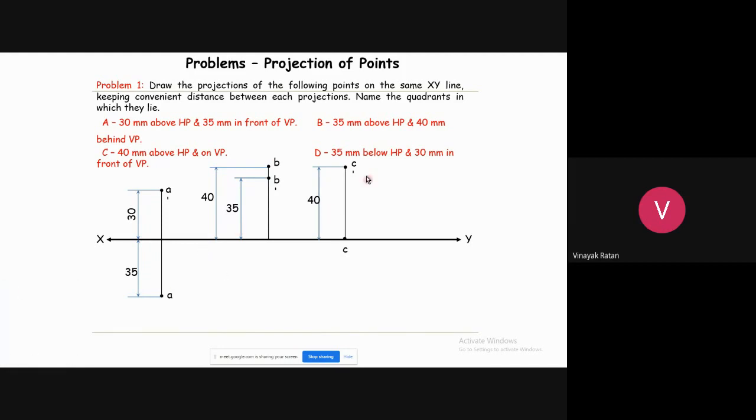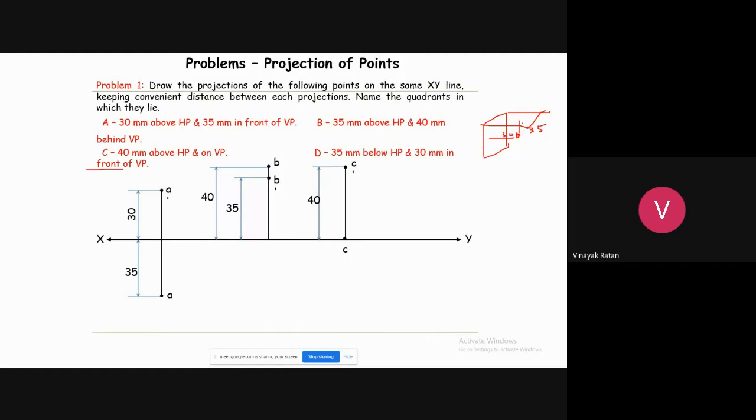Now with respect to the last one, point D, can you tell me in which quadrant point D lies? Below HP, in front of VP. I will not draw anything. You have to tell me in which quadrant point D lies. Fourth quadrant, because it is below HP, at a distance of 35 mm, and in front of VP, at a distance of 30 mm.